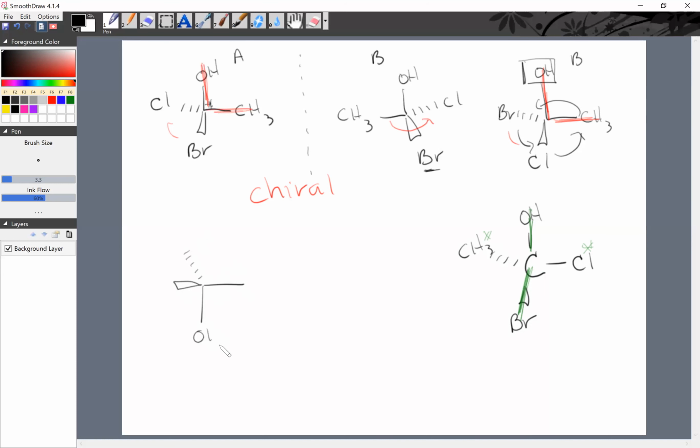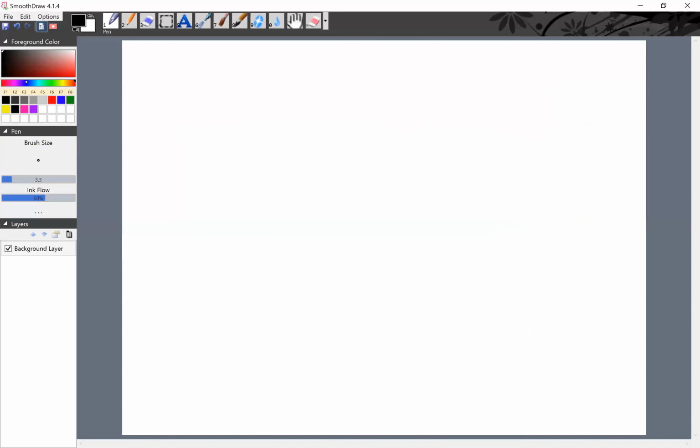Okay, the OH would go down, the CH3, and then the bromine would go behind, and the chlorine would come at. So that's just a little visual on rotations. We're going to do one example of the whole thing. So I want to know, number one, is the molecule chiral? And what is the relationship between the two? All right, so here's the two molecules.